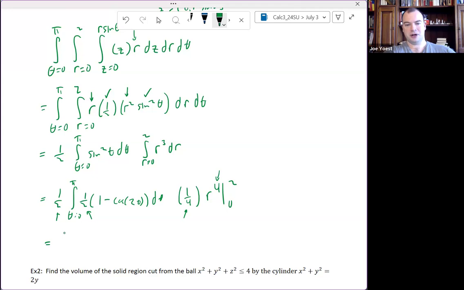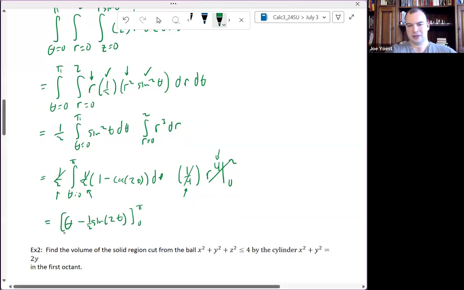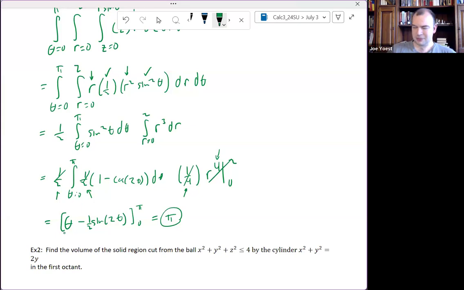So nicely enough, all of this goes away. And then I've got to do this theta integral. I get theta minus 1/2 sine of 2 theta from 0 to pi. Now, of course, this at 0 is just 0 minus 0. And at pi, sine of 2 pi is 0. So this whole thing just gives me pi.